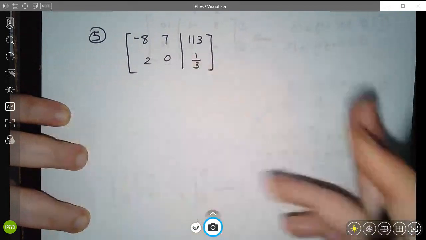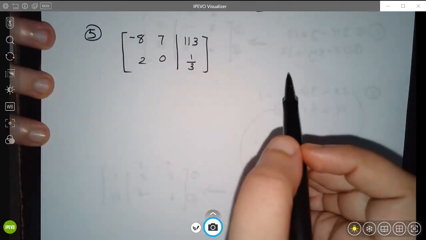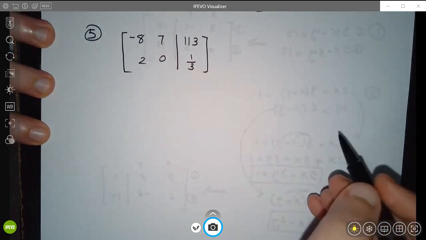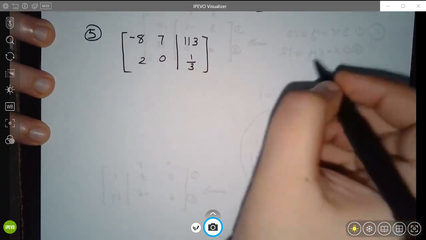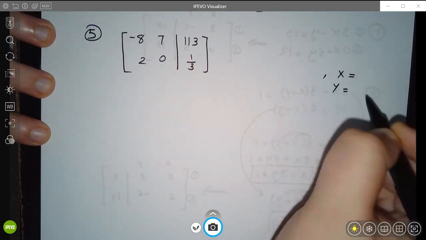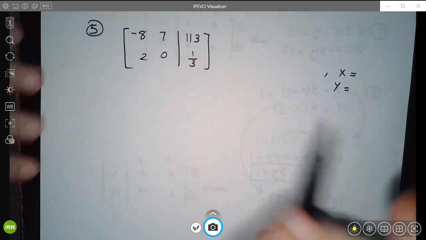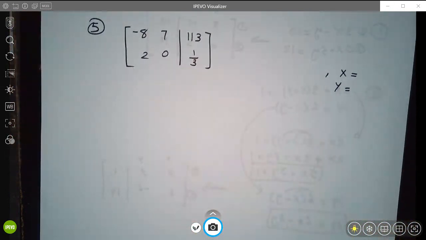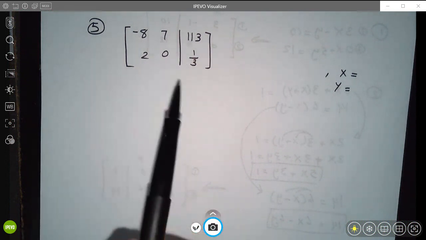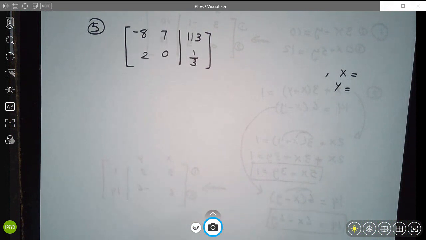Can you give me the two equations here? And once you're done, tell me what the x value is and what the y value is. First, I want you to give me the two equations. I'll give you a minute to think about it if you like. Again, each row is an equation of its own, and each column is a variable.